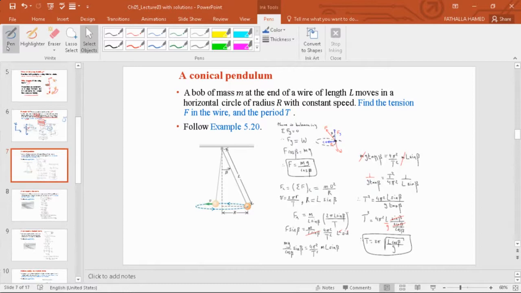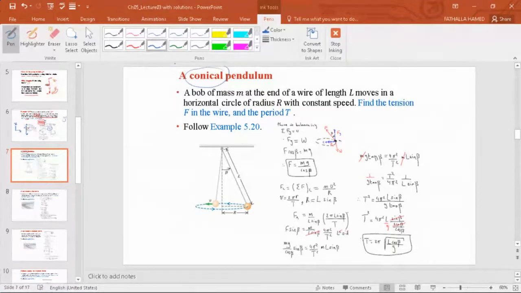In this example here, we're going to cause circular motion, but with a tension that is not being applied along the center of the circle, but a component of it will be there. And we talk here about a conical pendulum.